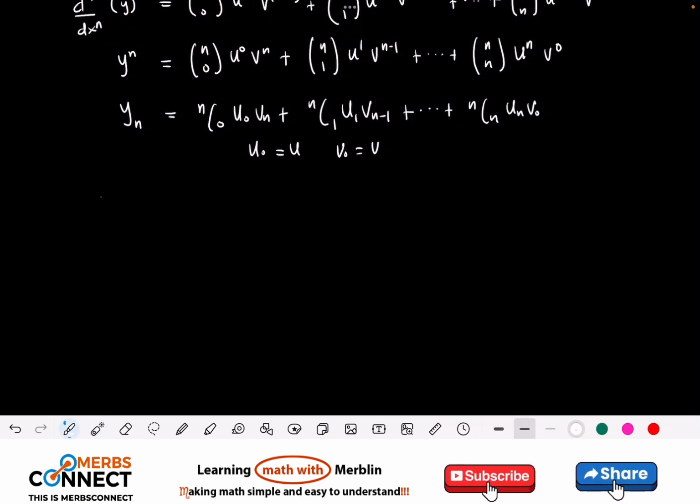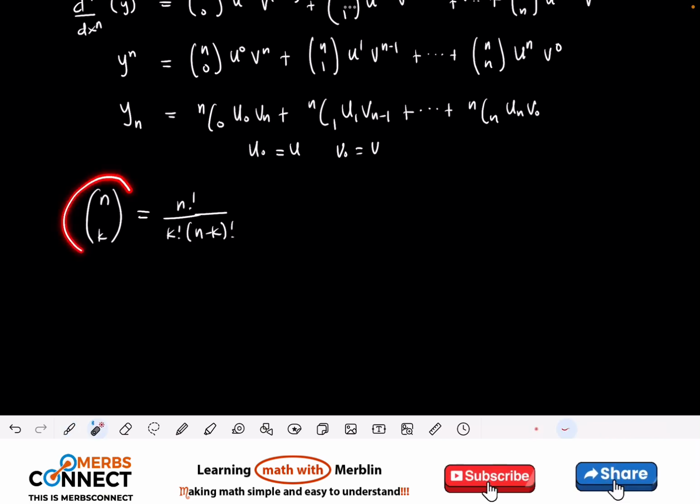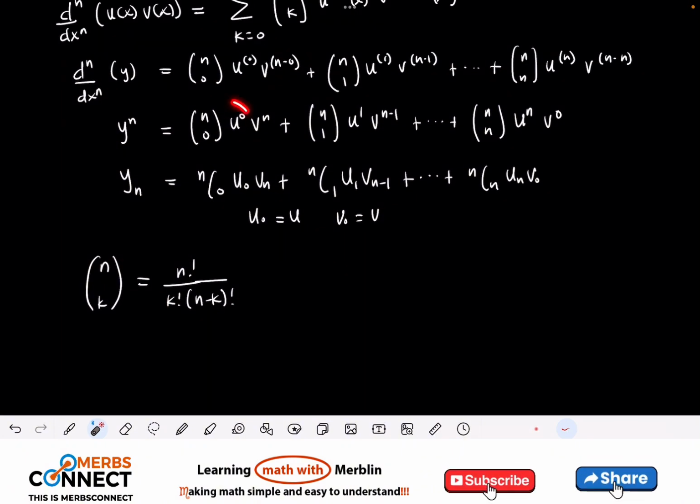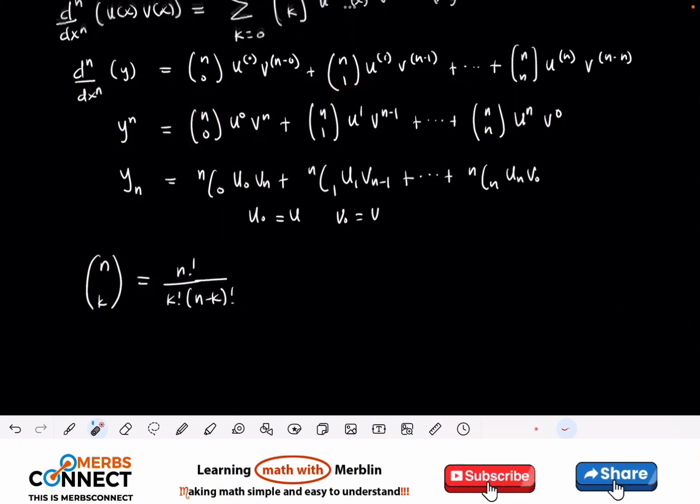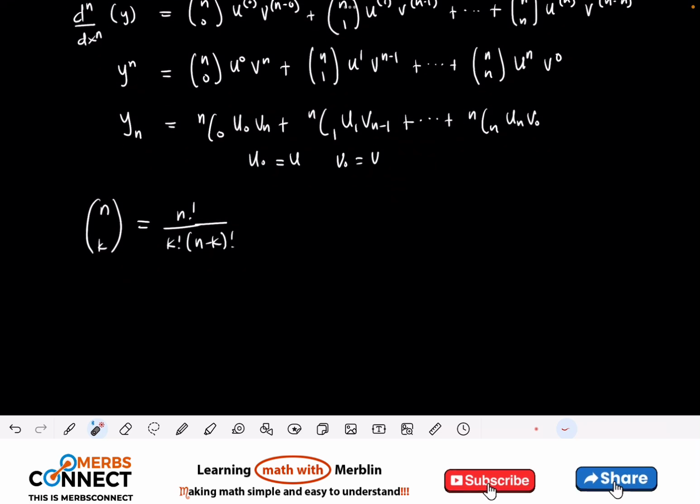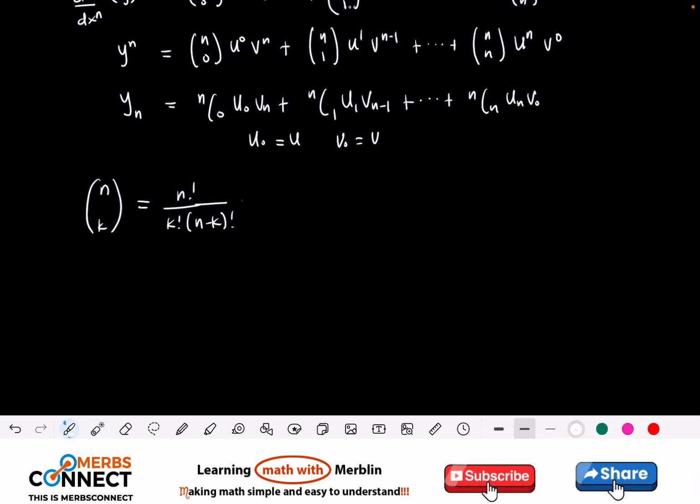The binomial coefficient that we have is n combination k. N combination k is the same as n factorial divided by k factorial, n minus k factorial. So this will help us to simplify everything here. Let's take one or two of them to see how we are going to do the simplification. Let's take for example n combination 0. This is the same as n factorial divided by 0 factorial, n minus 0 factorial, right?